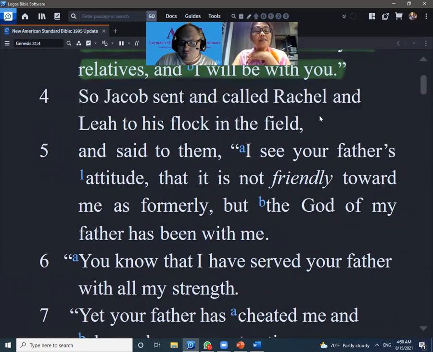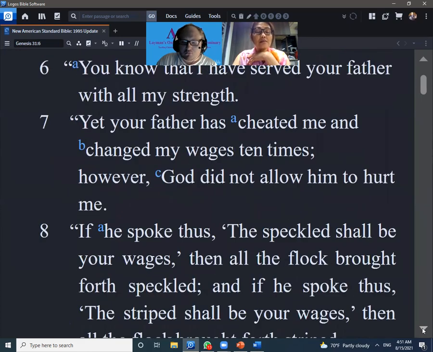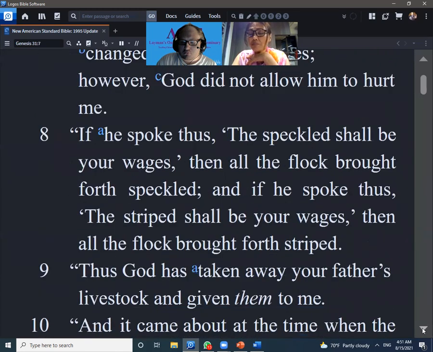So Jacob sent and called Rachel and Leah to his flock in the field and said to them, I see your father's attitude, that it is not friendly toward me as formerly, but the God of my father has been with me. You know that I have served your father with all my strength. Yet your father has cheated me and changed my wages 10 times. However, God did not allow him to hurt me. He cheated Laban also.